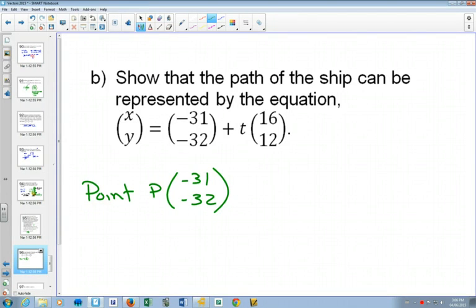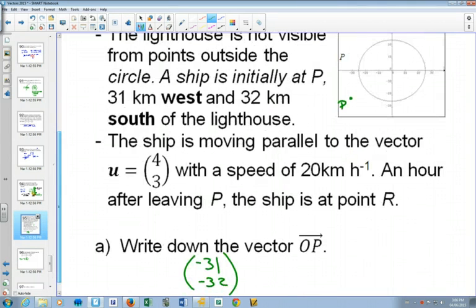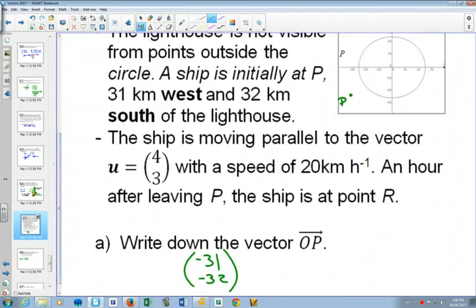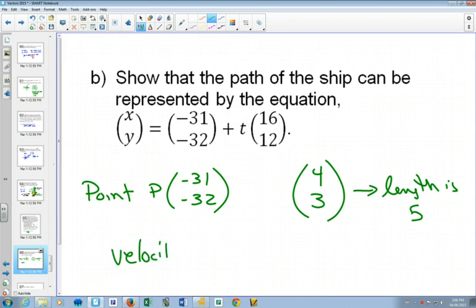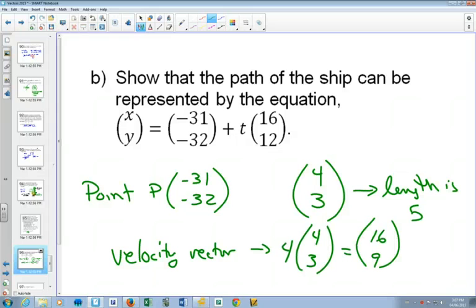Now since it's going in the direction (4, 3) with a speed of 20 kilometers an hour, if we look at (4, 3), its length is 5, because if we do a squared plus b squared equals c squared, its length is 5. So our velocity vector, since we know that our velocity is 20, this vector would need to be multiplied by 4. 4 times (4, 3) will give us (16, 12).